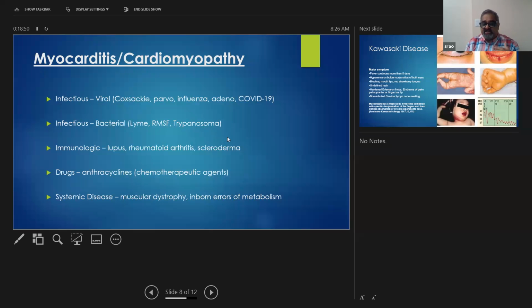And of course, the treatment of heart failure is similar all around. Immunologic causes, fortunately, are quite rare. These are going to be in older children, in the teenage years: lupus, rheumatoid arthritis, and scleroderma. And fortunately, these are all the anthracycline drug-related ones. These are patients that have received chemotherapeutic agents, the daunorubicins and the doxorubicins.